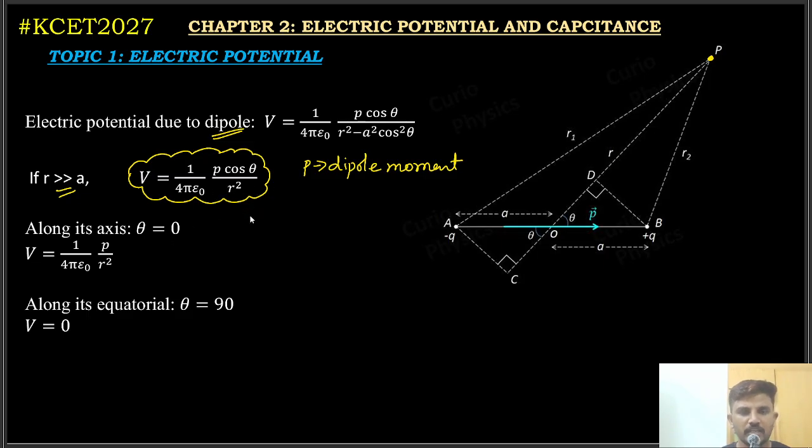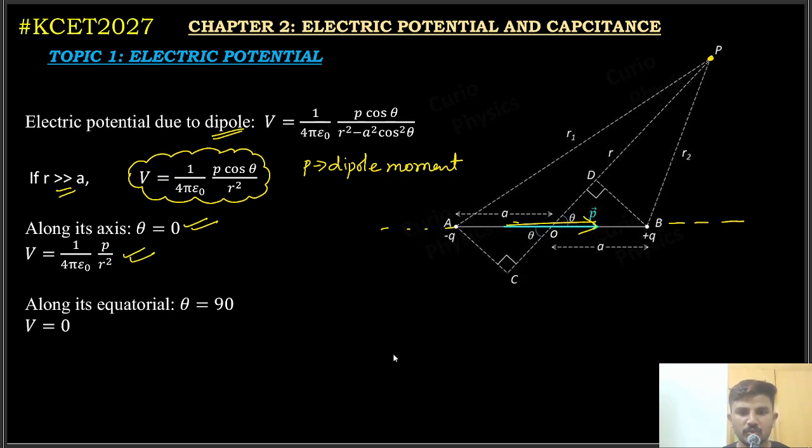If you consider the point along the axis, so if this is the dipole here, and it is given along the axis on either side, theta value will be 0, so cos 0 is 1, you will get this.